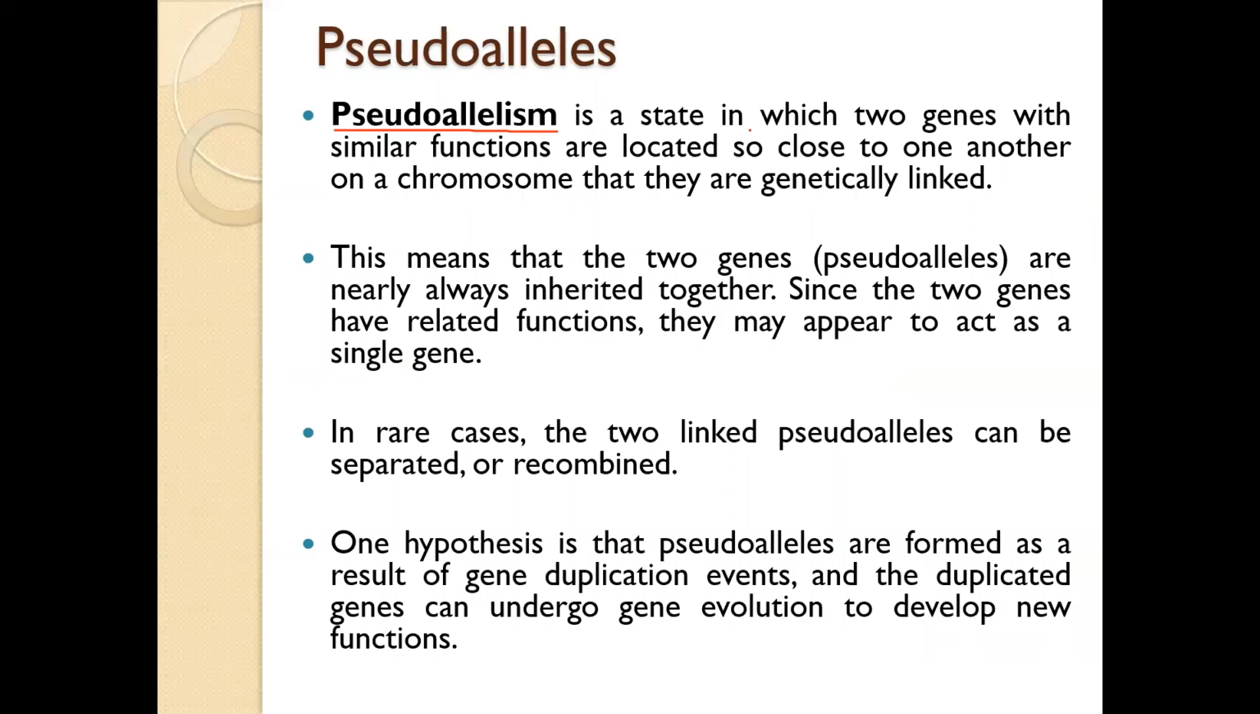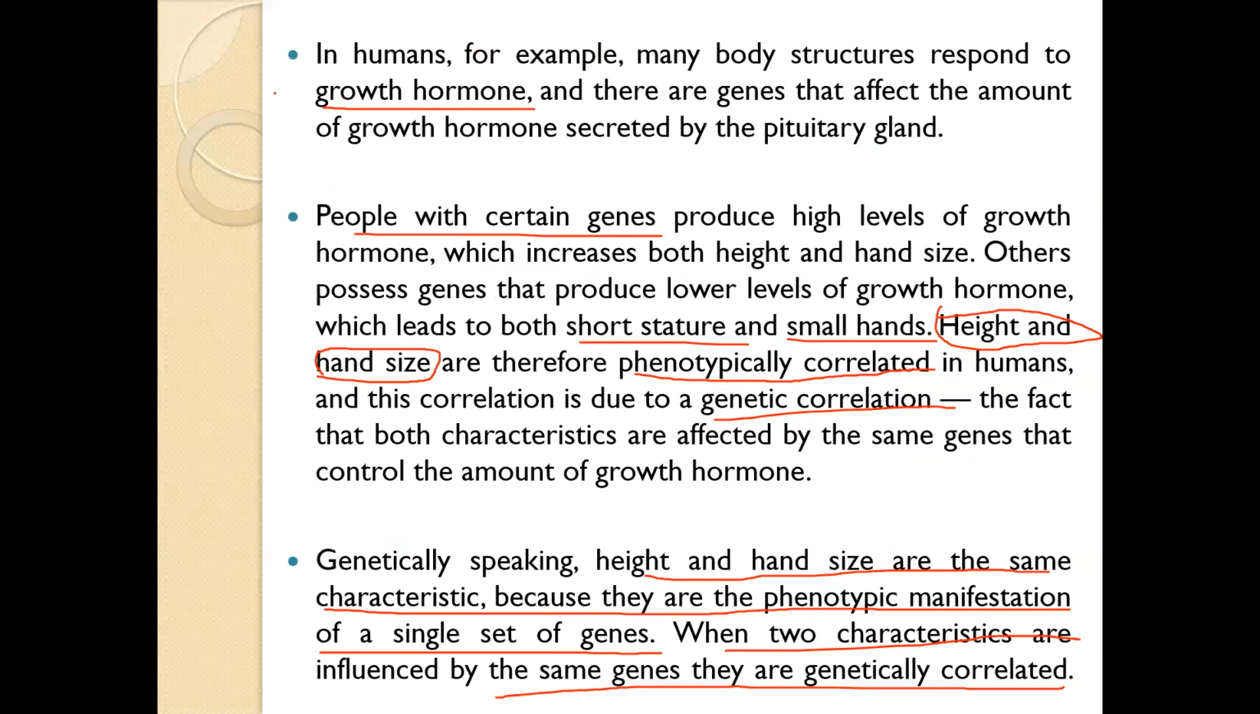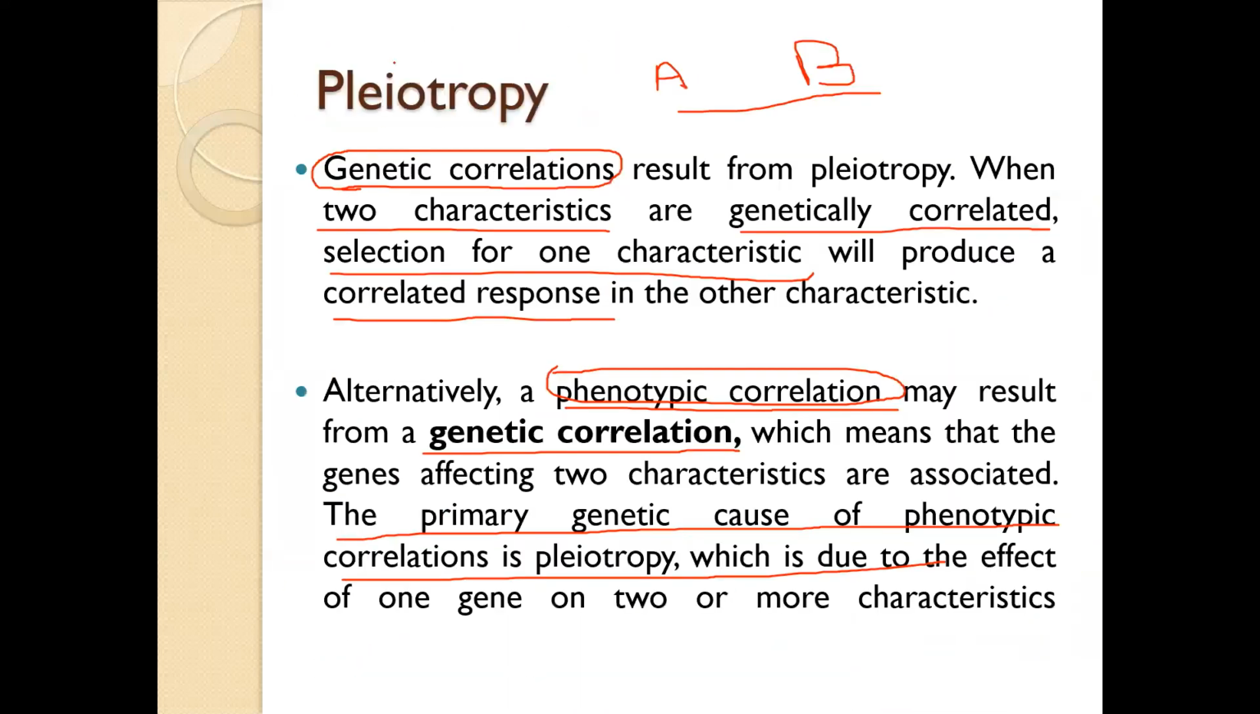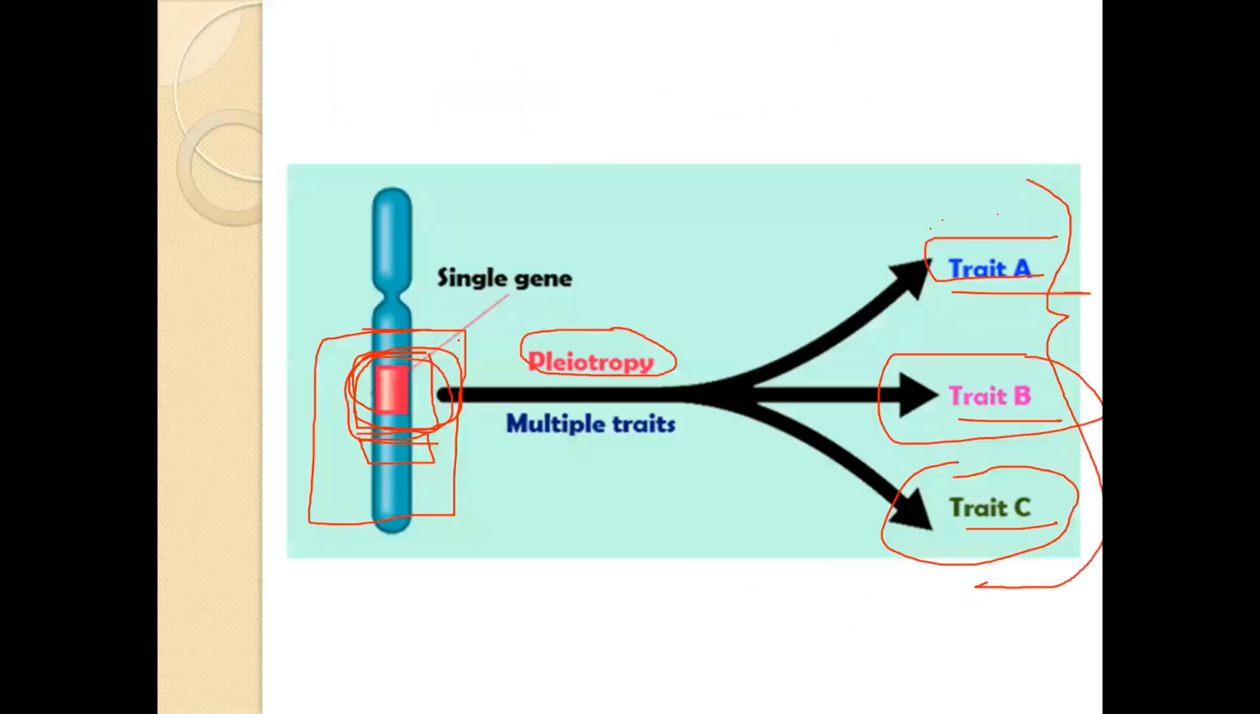Pseudoallelism is a state in which two genes with similar functions are located so close to one another on a chromosome that they are genetically linked. Don't confuse this with the previous topic of pleiotropy. In the case of pleiotropy, there is a genetic correlation, but only one gene is involved. Only one gene is able to produce different kinds of traits.